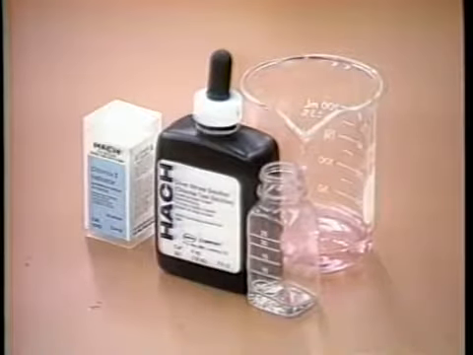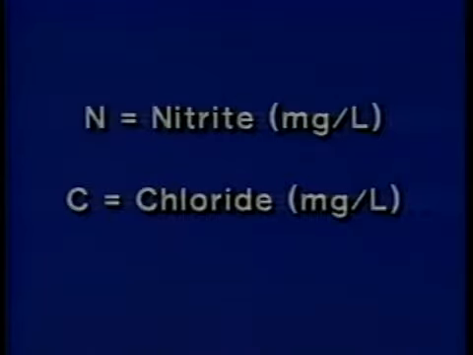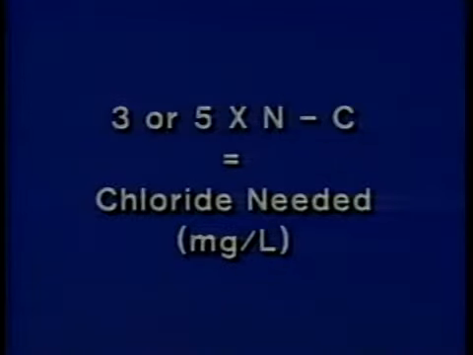There are usually two procedures to test chlorides in water quality test kits: the high range and the low range test. The low range test is normally used in freshwater culture operations, and therefore it is this test that we will describe. Once the chloride concentration of the pond is known, it may be compared to the amount of chloride needed by using the following formula, where N is equal to the nitrite concentration and C is equal to the chloride concentration. Either 3 or 5 times the nitrite concentration minus the existing chloride concentration is equal to the number of parts per million chloride needed.